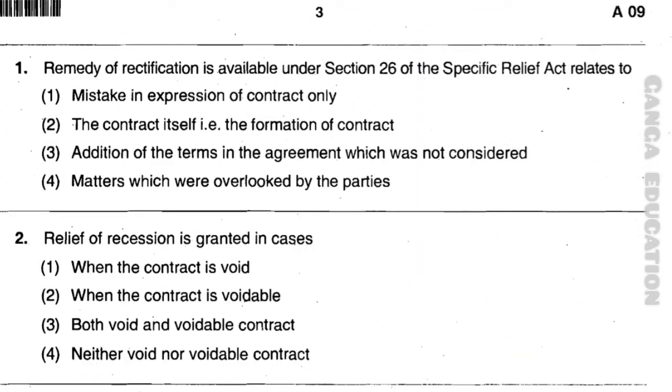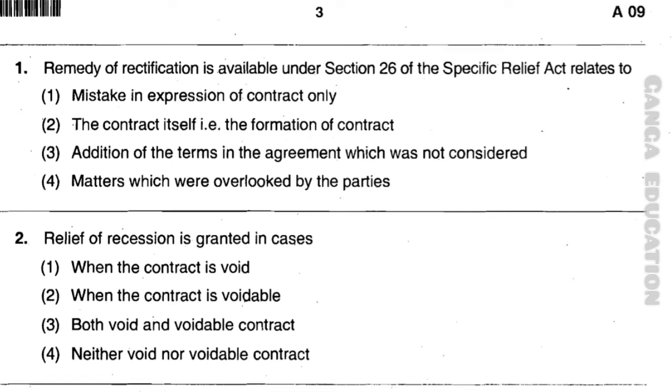Question number 1. Remedy of rectification is available under section 26 of the Specific Relief Act related to: option number 1, mistake in expression of contract only. Option number 2, the contract itself, that is the formation of contract. Option number 3, addition of the term in the agreement which was not considered. Option number 4, matter which were overlooked by the parties. And the correct answer is option number 1, mistake in expression of contract only.